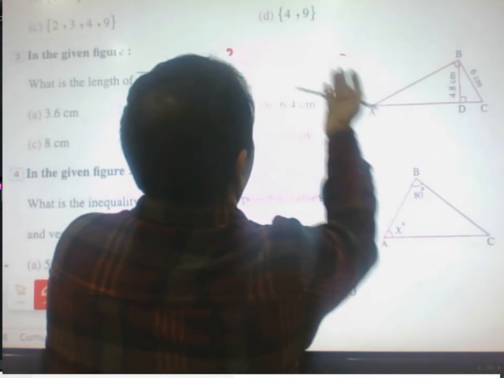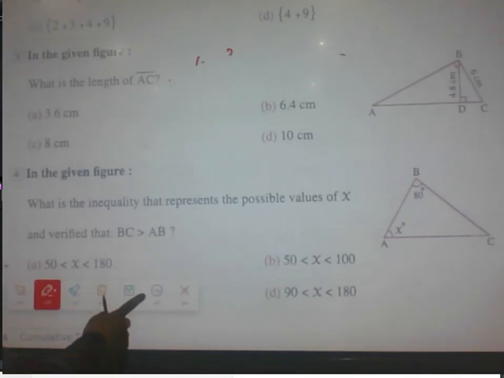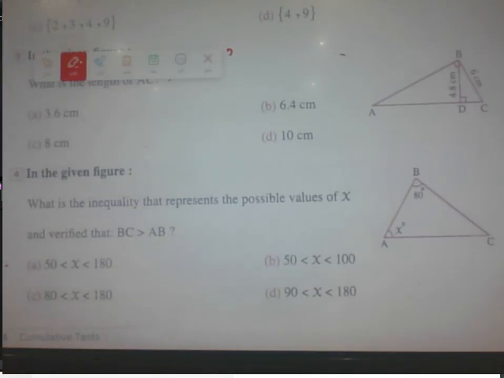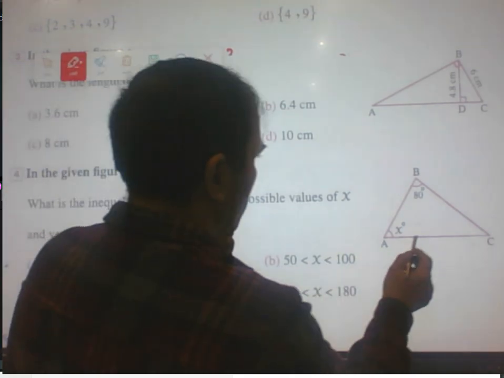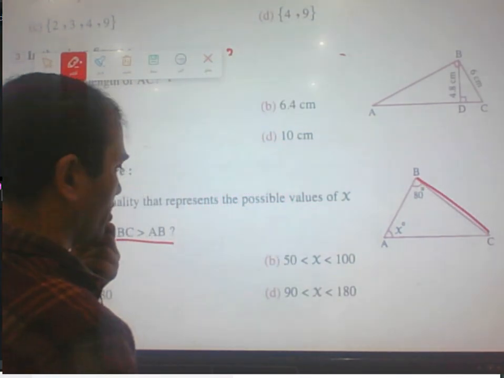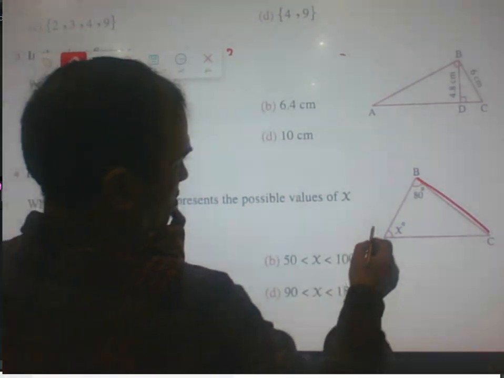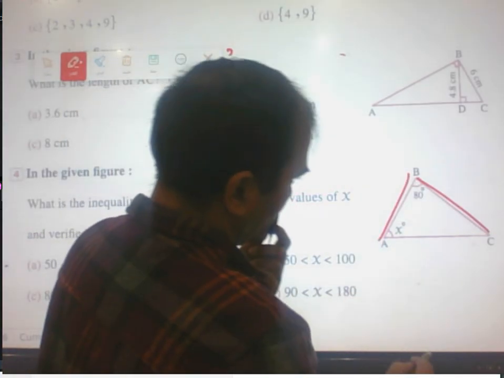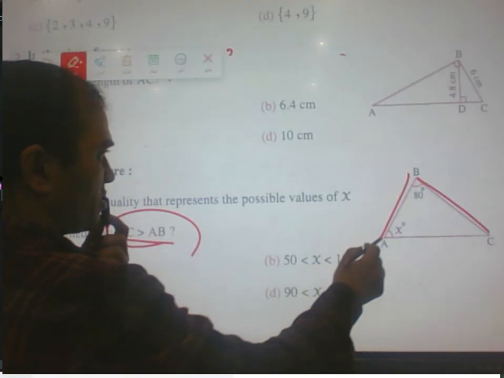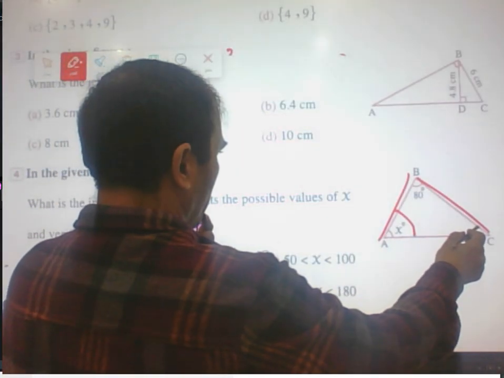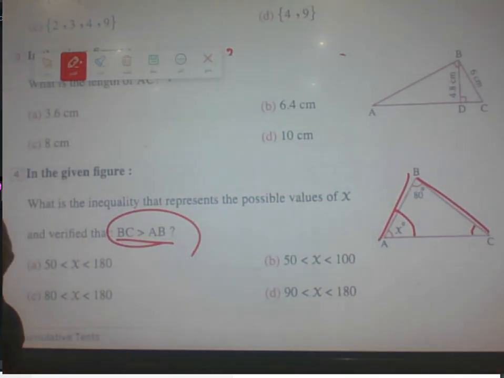Next question. Here, in the given figure, we have triangle ABC. Look with me. We are given BC greater than AB. Then the first relation here is the measure of the angle opposite to BC: because BC is greater than AB, then angle X is greater than angle C. Okay, and we know the sum of interior angles in a triangle equals 180.